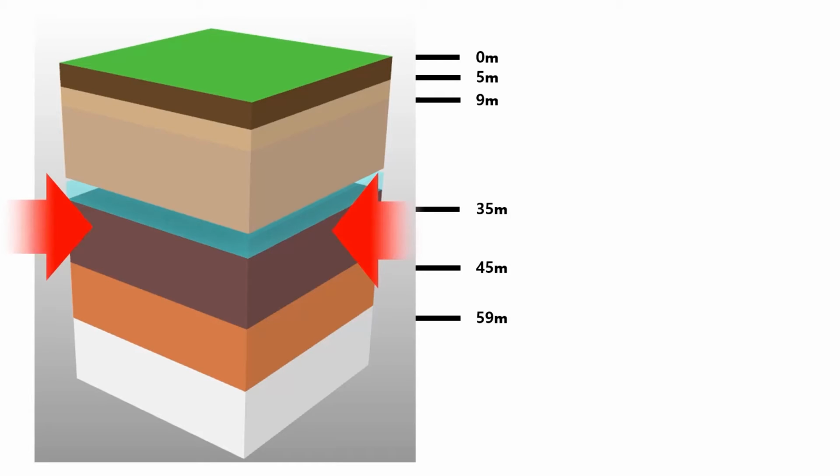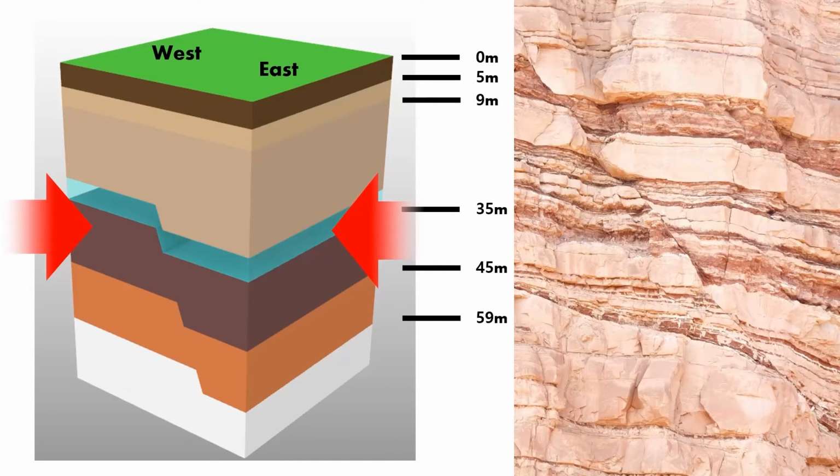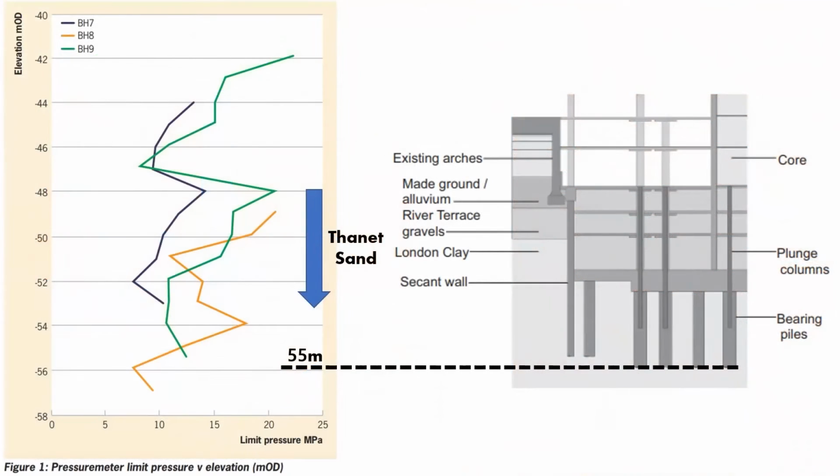And there's a fault underneath the Shard ground layer, dividing east and west. The fault made the East Lambeth Group's elevation of top of strata 5 meters lower than west. So, longer piles were required on the east side of the site. And this is a graph of pressure limit and elevation. Focus on the Thanet sand layer. Pressure limit decreases from minus 54 meters. So, the piles were founded in the Thanet sand at a depth of approximately 55 meters below ground level.